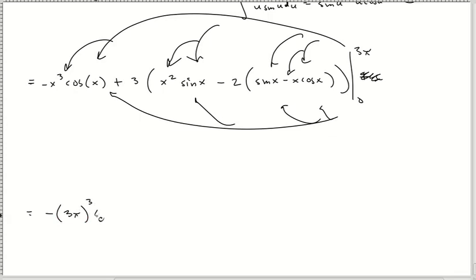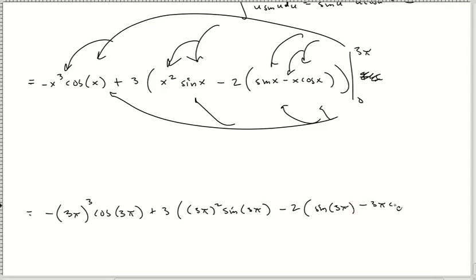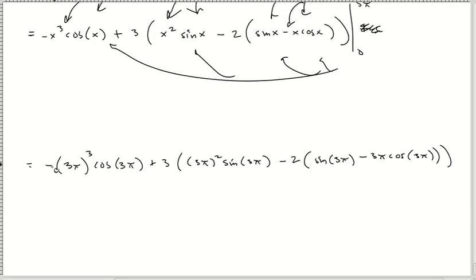Negative 3 pi cubed cosine of 3 pi plus 3 times 3 pi squared sine of 3 pi minus 2 times sine of 3 pi minus 3 pi cosine of 3 pi. Close, close, close. Yep, minus sign. All this minus a negative will make a positive. And I'm going to plug in a 0: 0 cubed cosine of 0 plus 3 times 0 squared.